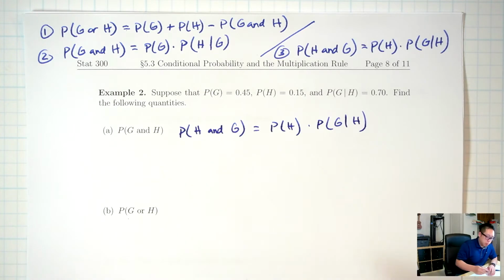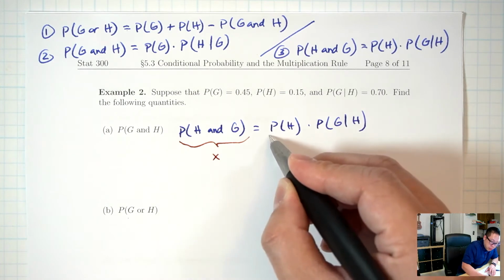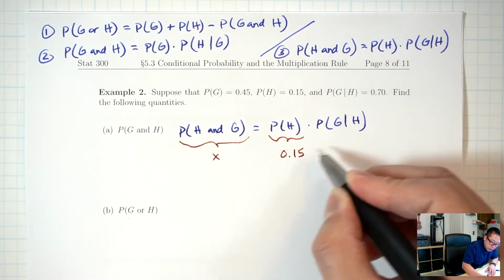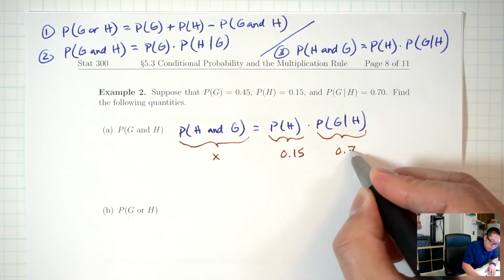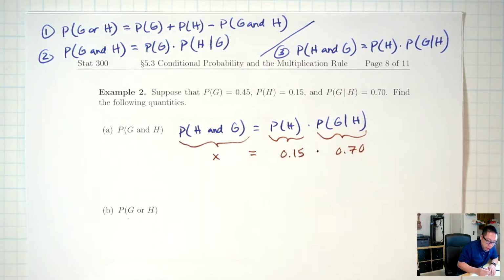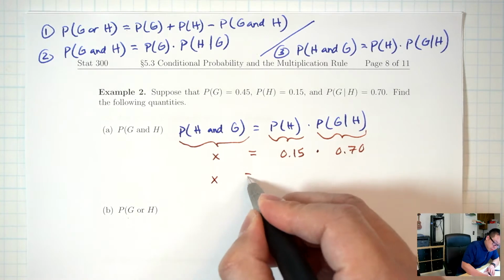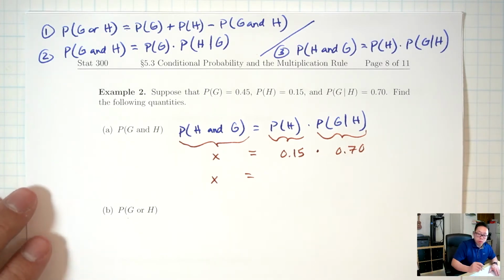And then now we just fill in stuff. H and G is what I'm looking for. So let's just call that X. Probability of H is 0.15, so this entire thing is 0.15. Probability of G given H is 0.70. And then I'm going to go through and fill in the symbols. So there's an equal sign right here. There's a multiplication sign right here. And then your job is to get the X by itself. The X is already by itself, so all you need to do is just multiply on the right side. 0.15 times 0.70, and it's 0.105.